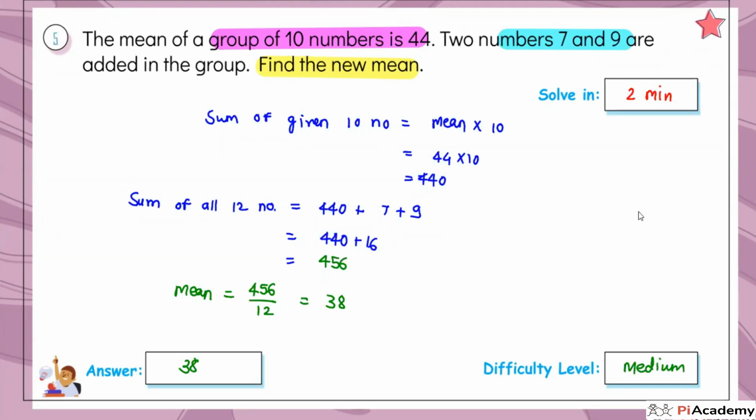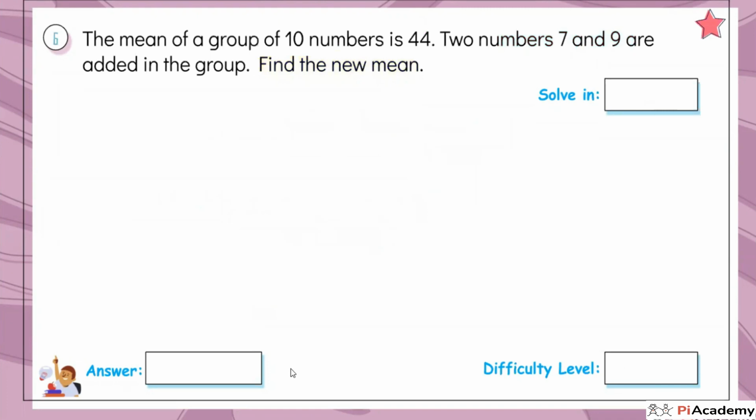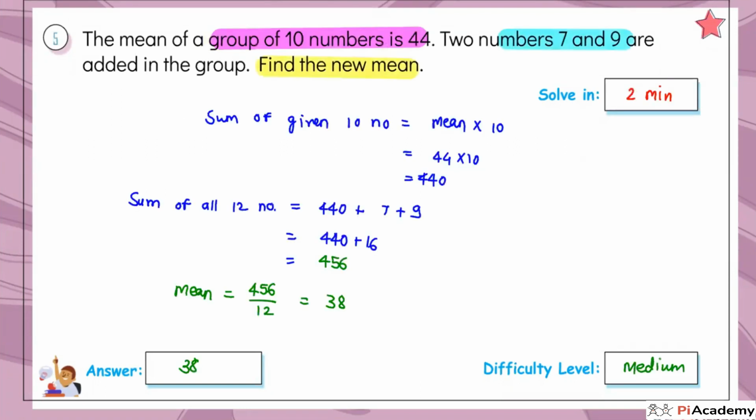Okay, let's move on to the next question, all of you. Let me choose one of you to read this question. Olivia, can you please read this question? The mean of a group of 10 numbers is 44. Two numbers, 7 and 9, are added in the group. Find the new mean. Okay, this is by mistake the same question, so nothing to worry about.